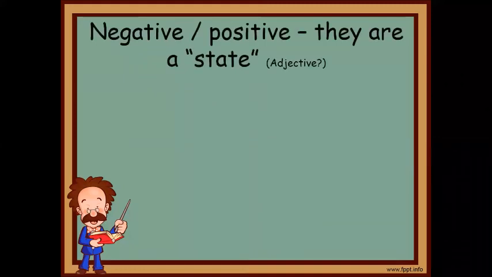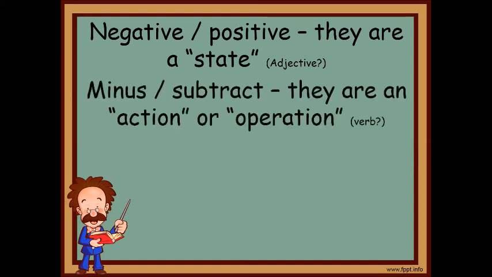Negative and positive, they're a state. They're an adjective describing a noun. And minus, subtract, or maybe take away, they're an action. It's an operation. It's something we are doing. And I think that's really, really important.